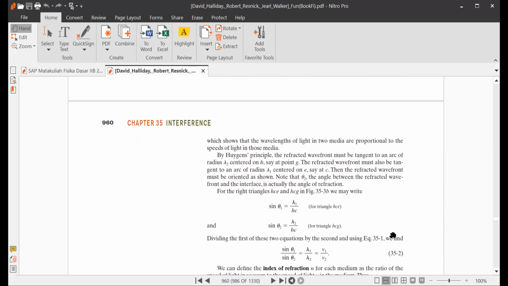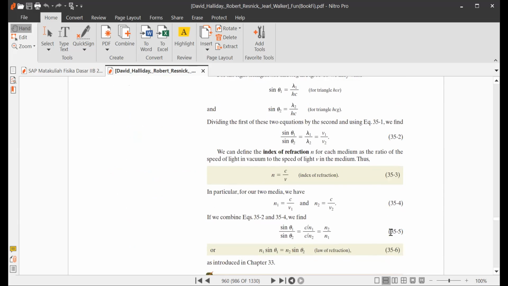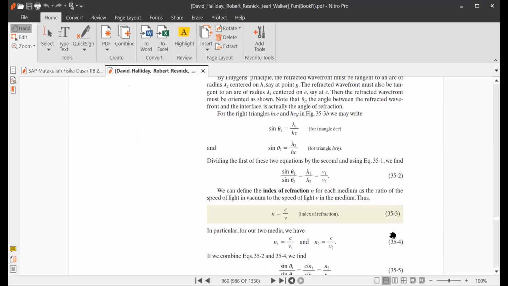Okay, so basically, this relation also comes from the Maxwell equation in the medium. This is 35.3. So this index of refraction is equal to C over V, where C is the speed of light in the vacuum, while V is the speed of light in the medium. Okay.